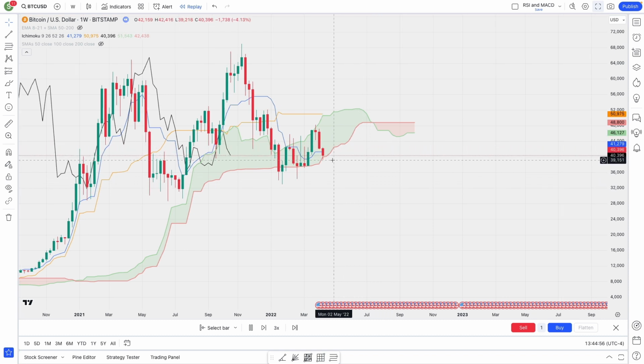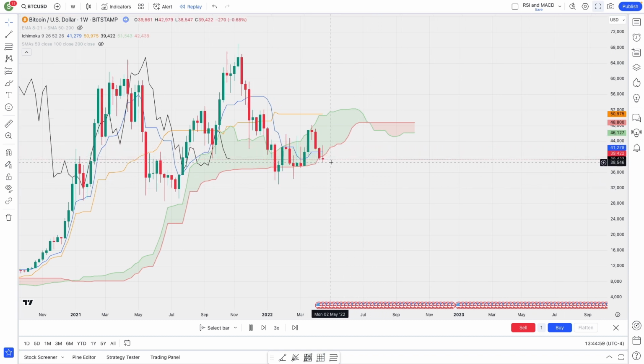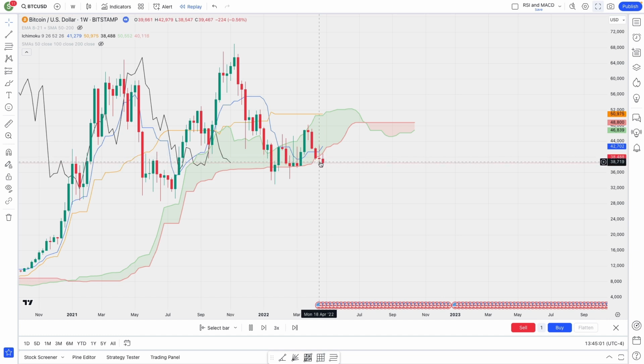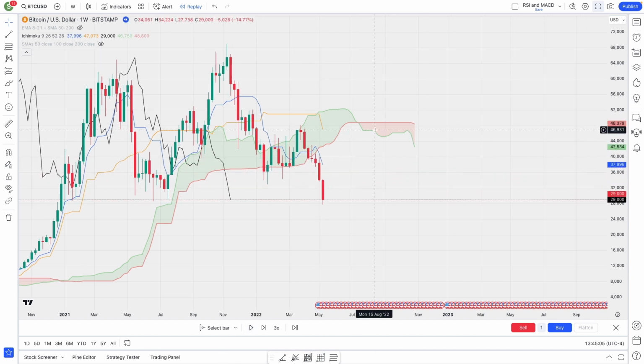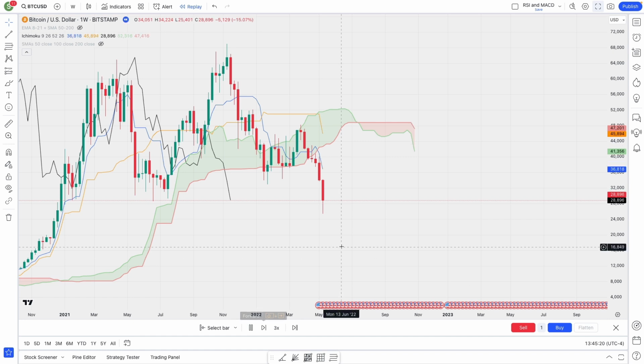And now we can see price action moving forward here. So we break below the cloud there, and if we look to the future, we've got a red cloud forming. That's another bad sign. Now price is falling, and price action is going to be below a red cloud. So again, not a good sign moving forward here.